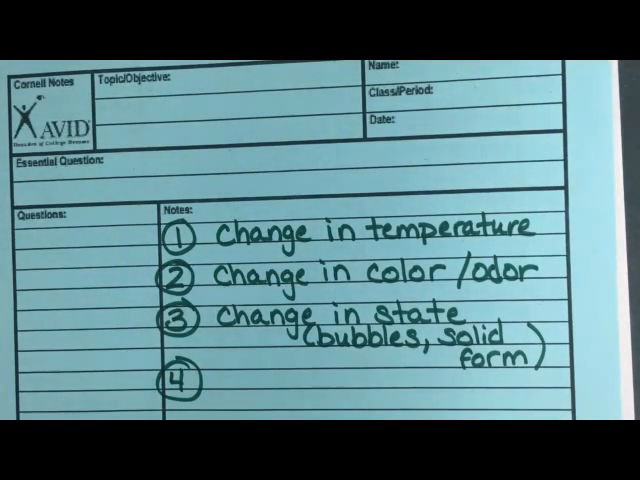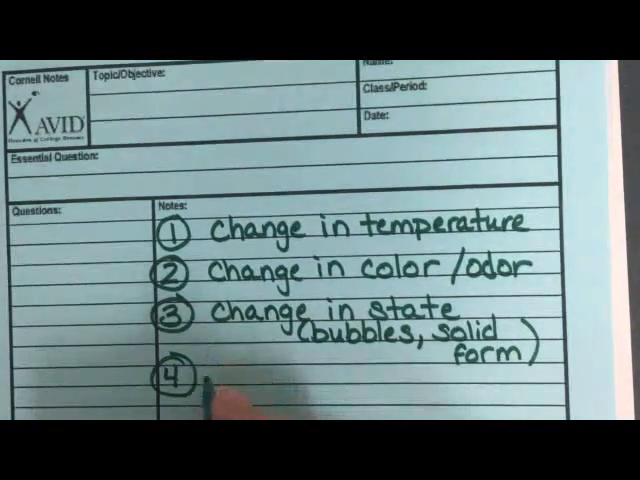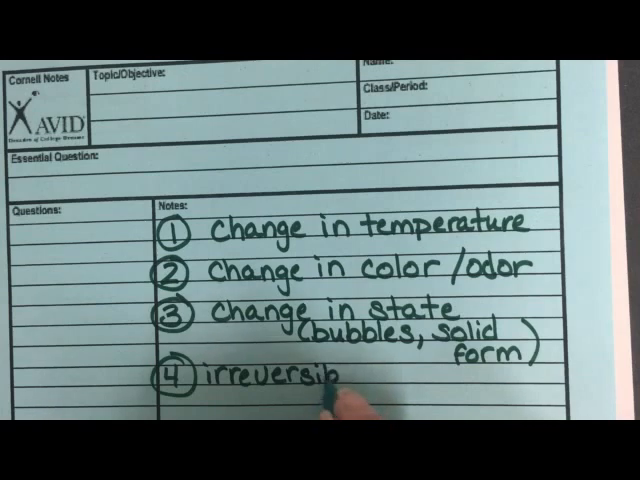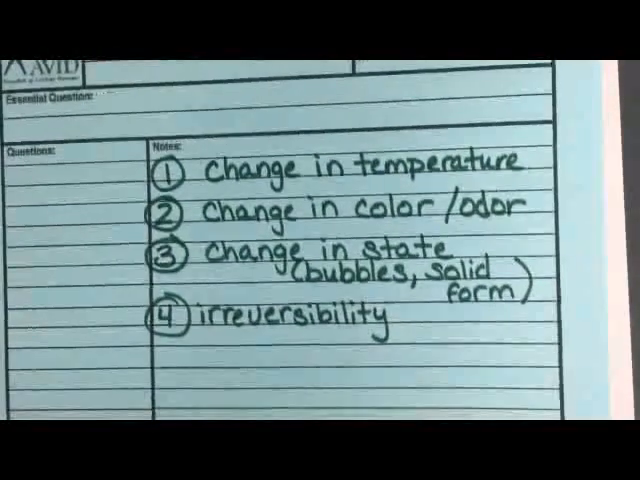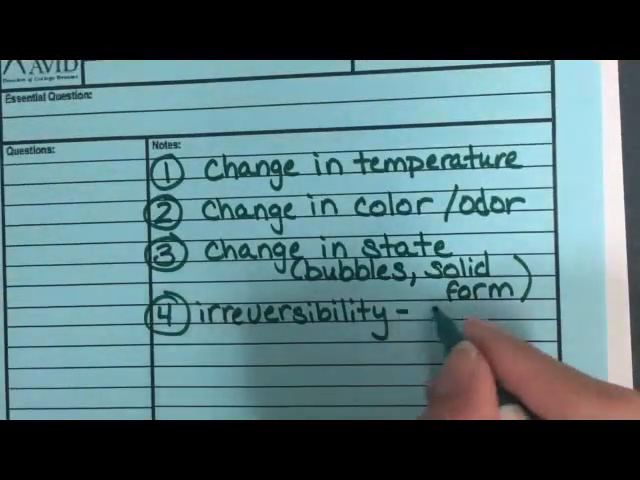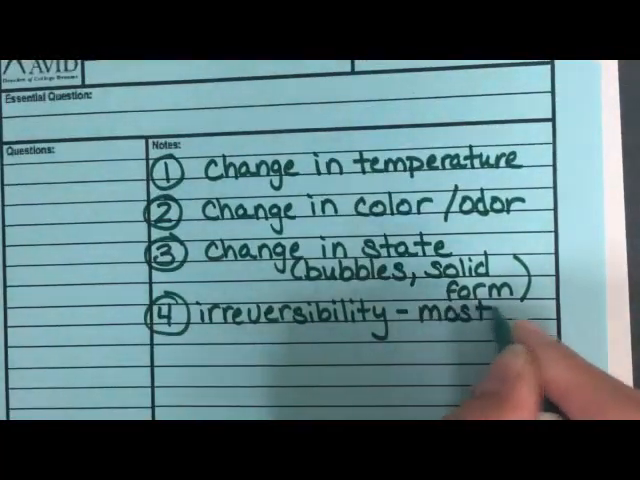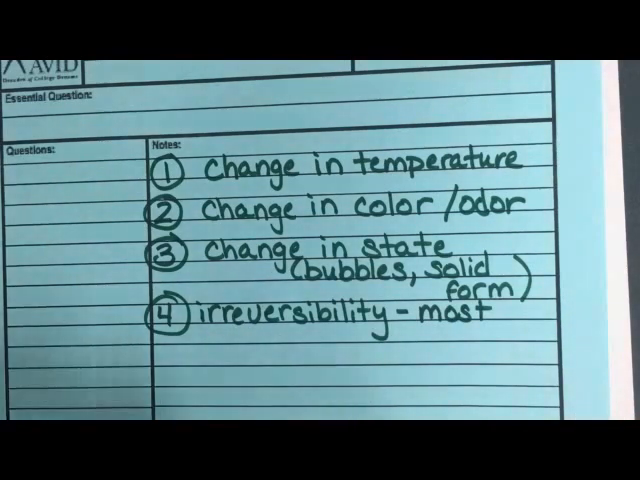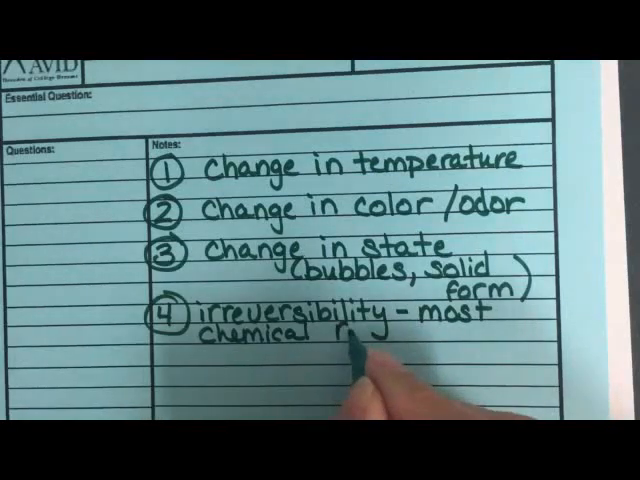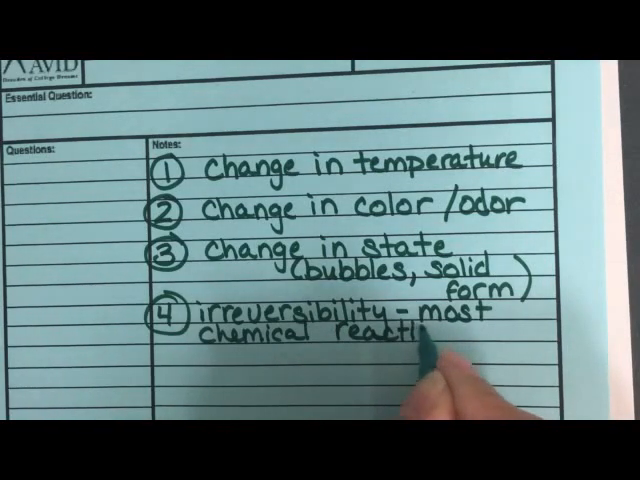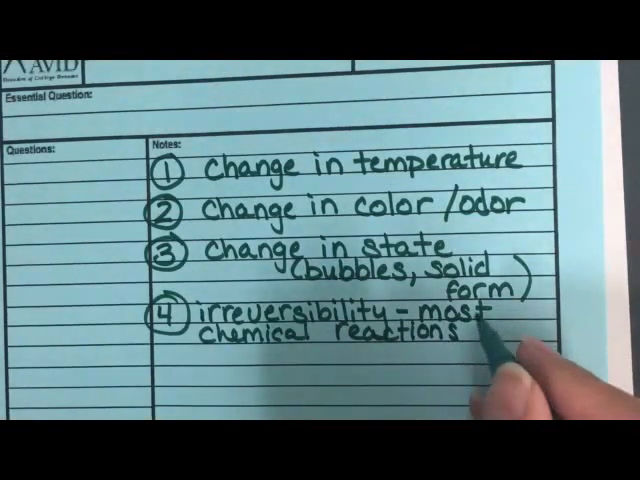The last indicator of a chemical change is irreversibility. Can I change it back? Most chemical reactions, not all, most, are not easily reversed.